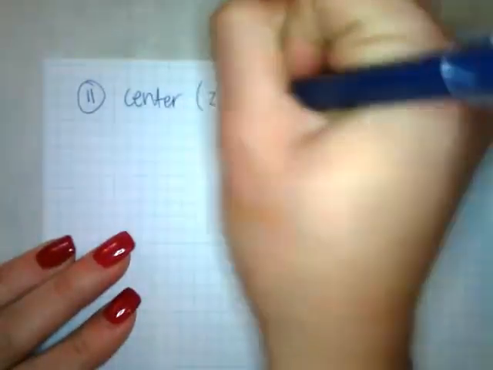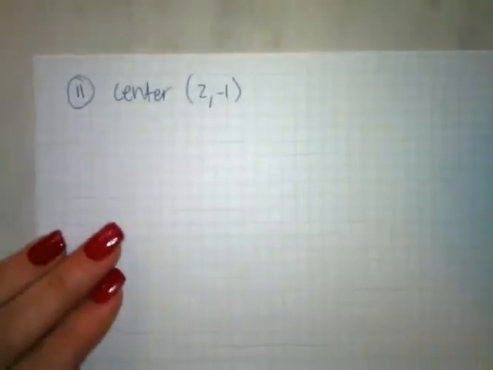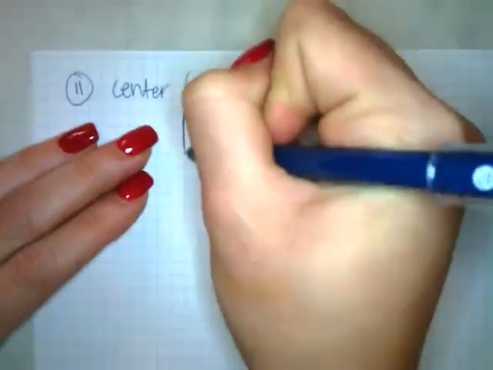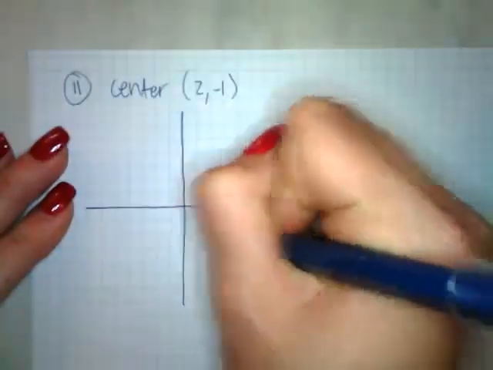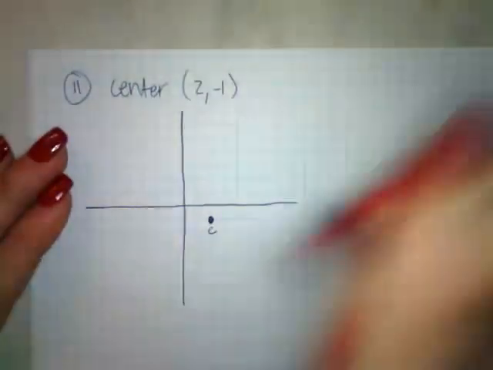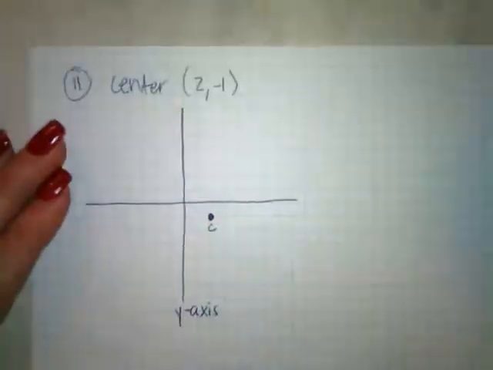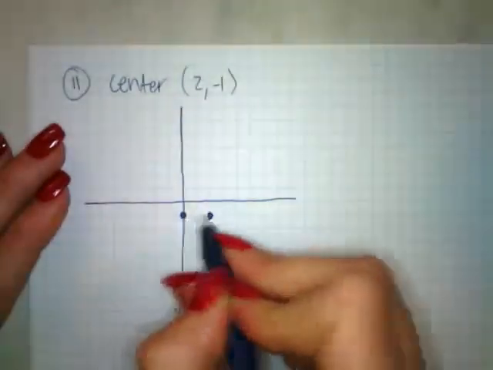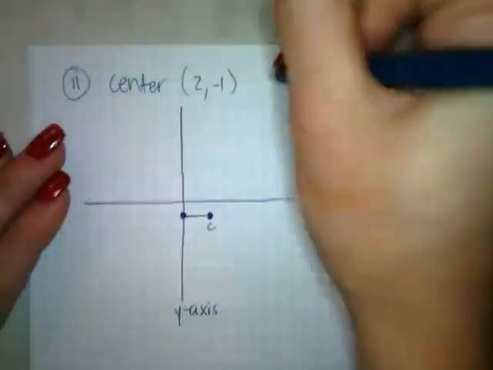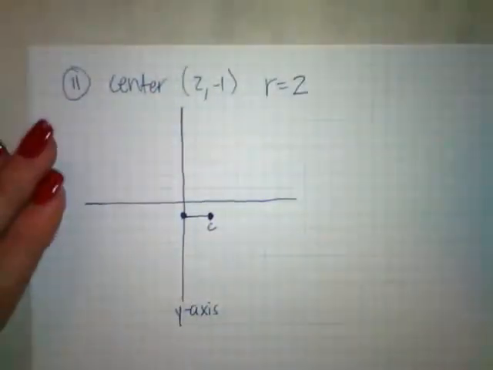Okay. Question 11 says that the center is at 2, -1, and it's tangent to the y-axis. So let's get a visual of what this is saying. Center 2, -1. I'll label it C. Okay. If this is tangent to my y-axis, that means this is intercepting it in exactly one spot, which implies that my radius, the distance from edge to the center, is 2 units.